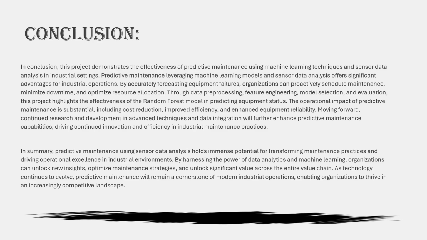These projects demonstrate the effectiveness of predictive maintenance using machine learning and sensor data in industrial settings. By accurately forecasting equipment failures, any organization can proactively schedule maintenance, reduce downtime, and optimize resource allocation. Through all we have discussed, data processing, feature engineering, model selection, and evaluation, it highlights the effectiveness of the random forest model in predicting equipment status. So that's how it is. Thank you.